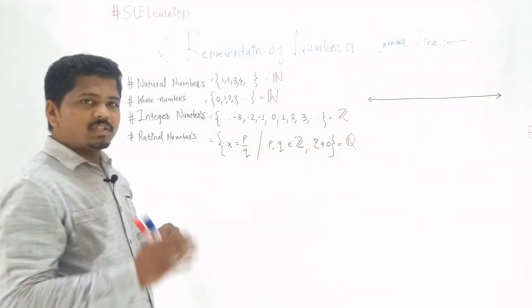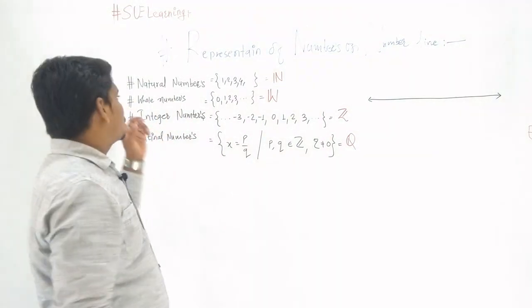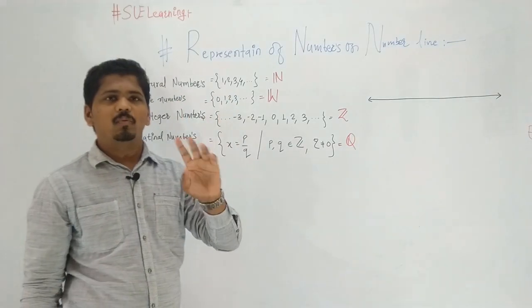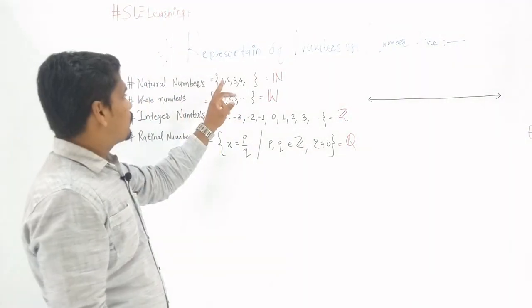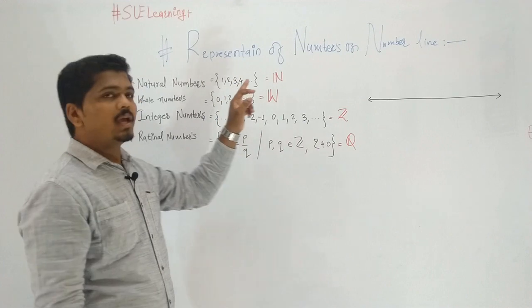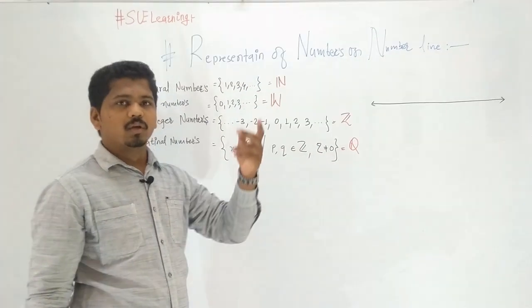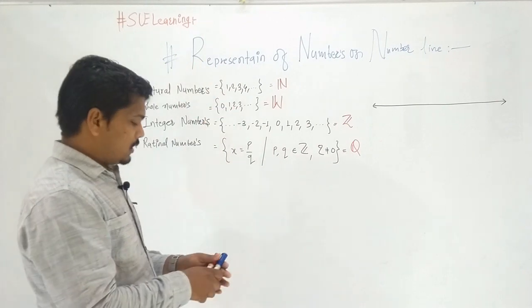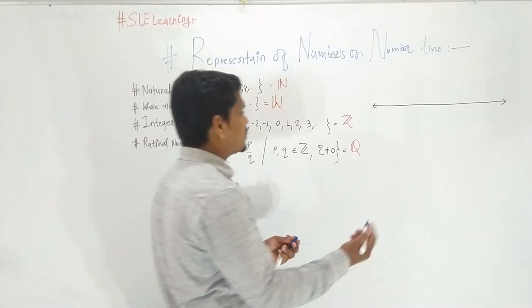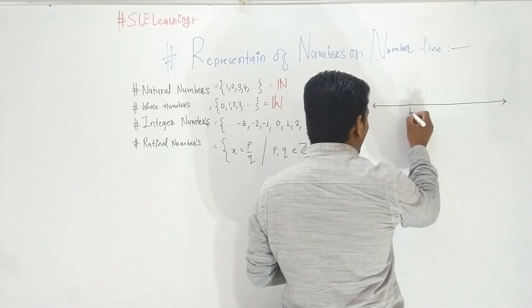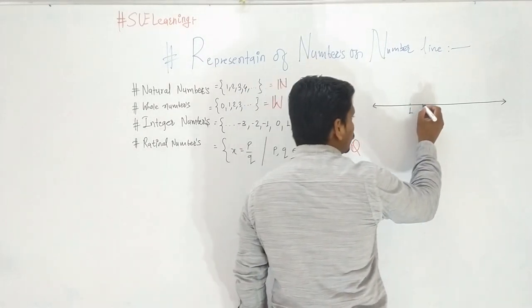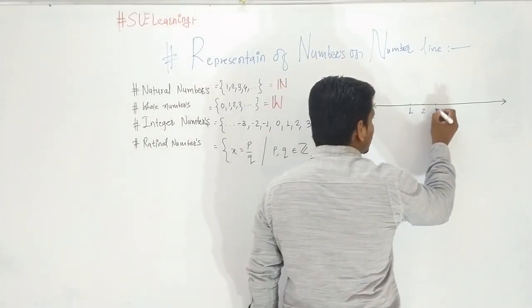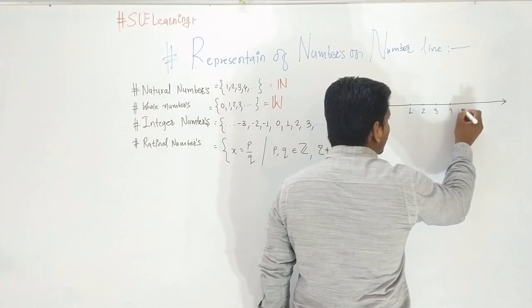Okay, now the first set under consideration is our set of natural numbers. What does the set of natural numbers consist of? It consists of numbers starting from 1, 2, 3 and so on. Okay, it has infinitely many numbers starting from 1. Now I am going to my number line and I will just start from anywhere. It is my 1. Okay, then I am going to 2, okay, 3, then 4 and so on.